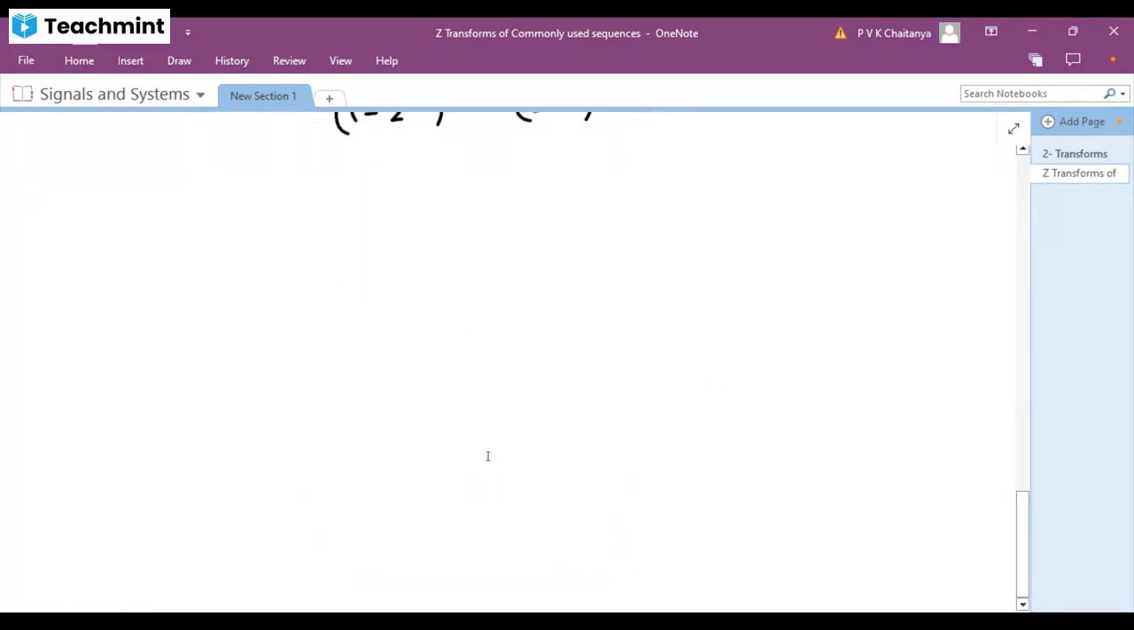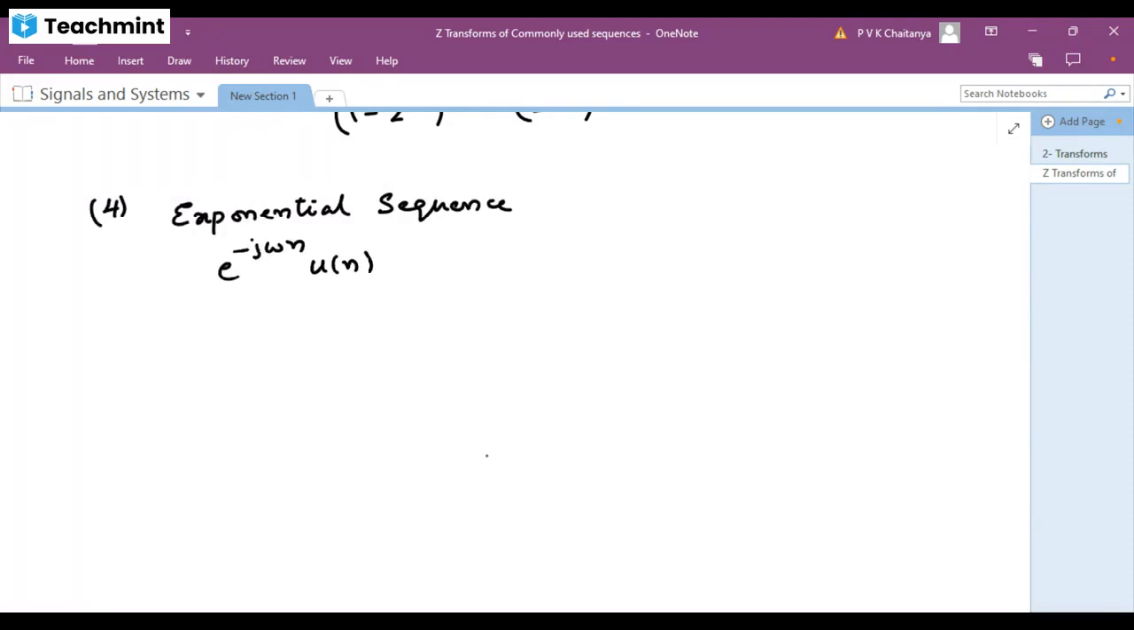So the next sequence, let us take an exponential sequence, that is e power minus j omega n into u of n. Which implies it is equal to e power minus j omega n for n greater than or equal to 0 and 0 for n less than 0.